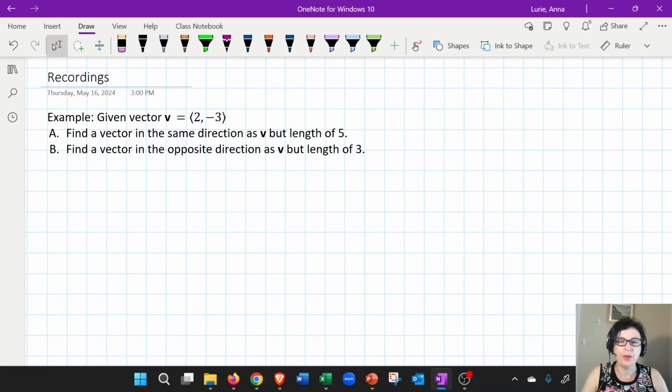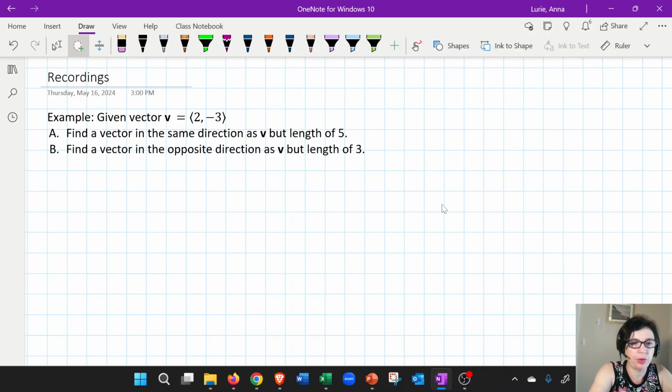All right, guys, in this video, we are going to take a look at the process of what I call putting a hat on a vector, and also to see if we can find a vector in the same direction as a given vector with a given length or opposite direction. So first, let me go over the process of putting a hat on a vector.